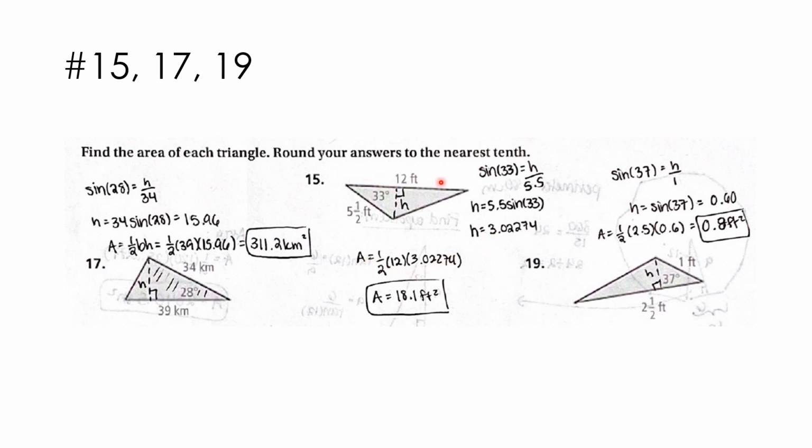And then I have to go through and plug that in, right? The base is 12, the height is 3.02274, and then 1/2, right? Because it's a triangle, so I get 18.1 squared. Be careful not to forget that 1/2. I noticed on our quiz that a lot of people were forgetting that half there.